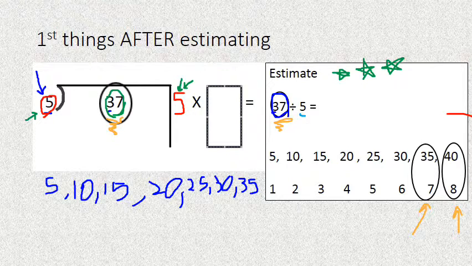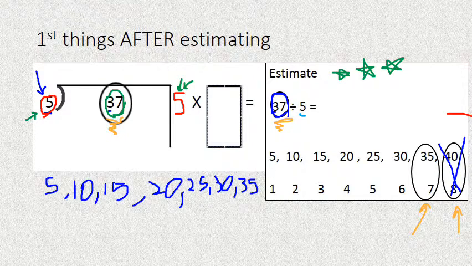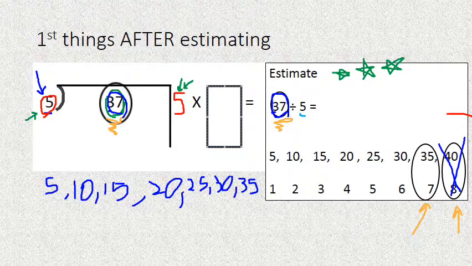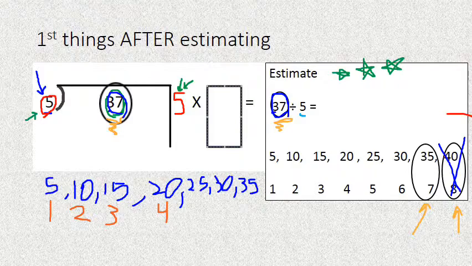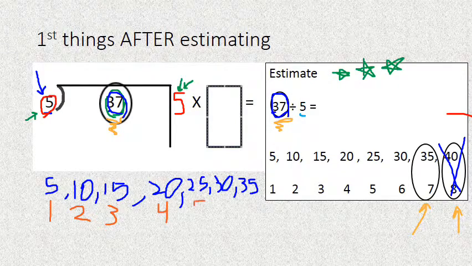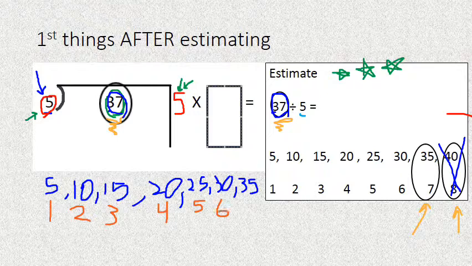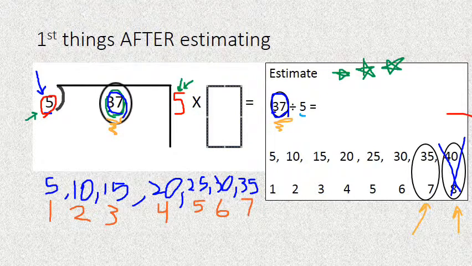If I counted to 40, it would be too big. It would be bigger than what we have. We only have 37, so I need to stop at 35. I then count how many times I counted by 5. 2, 3, 4, 5, 6, 7. And this bottom number, 7, will go into the box.